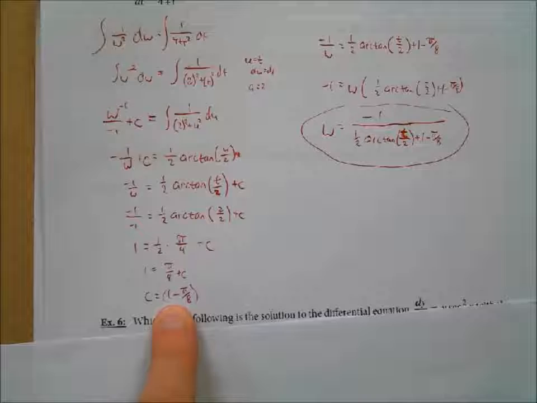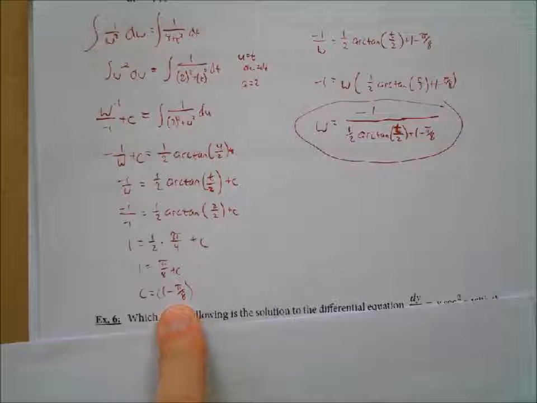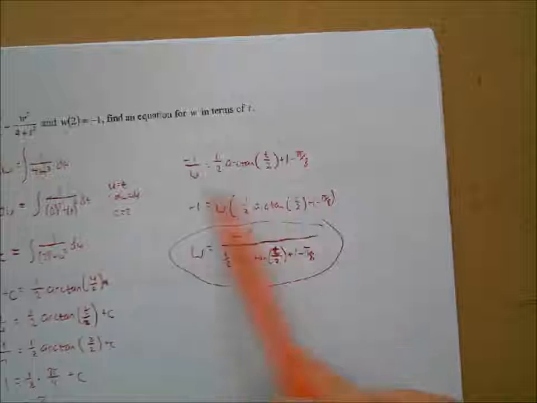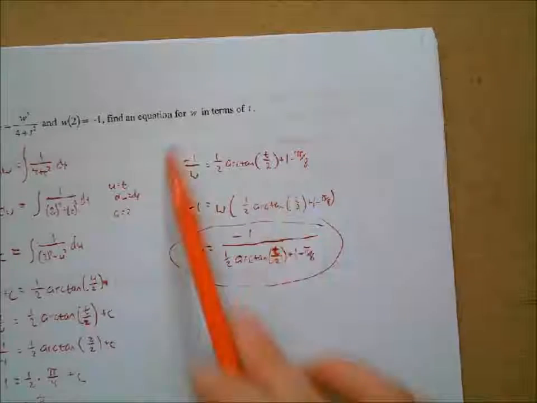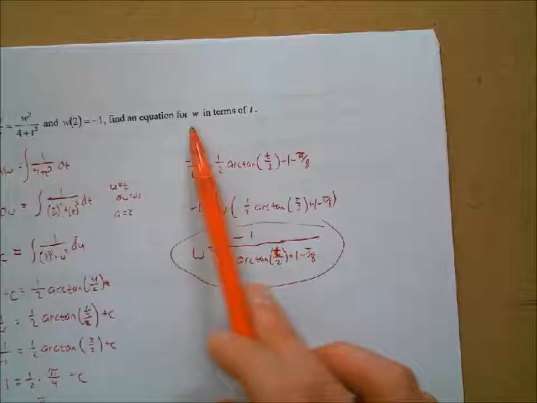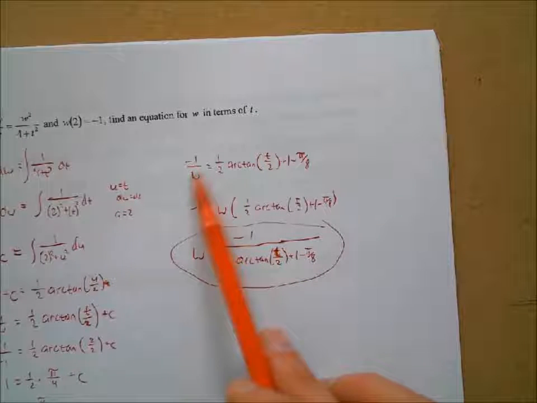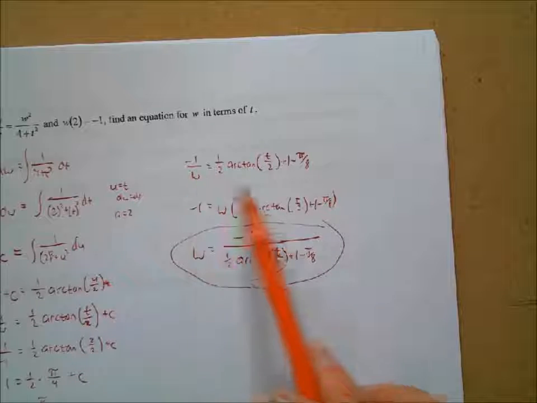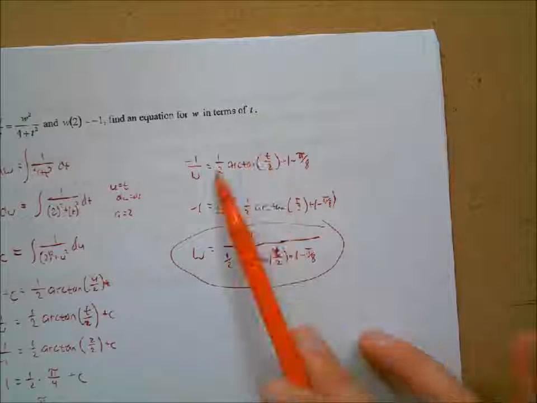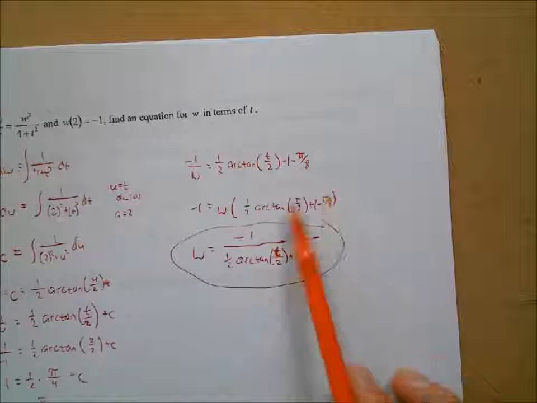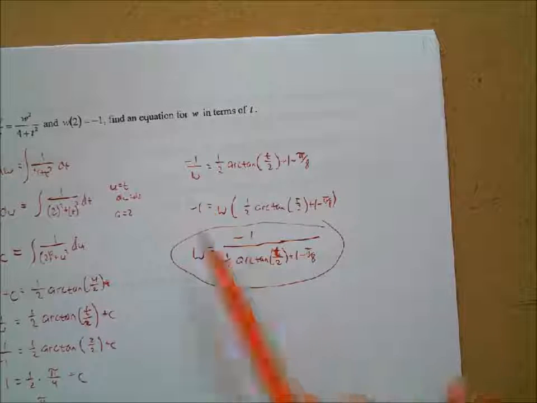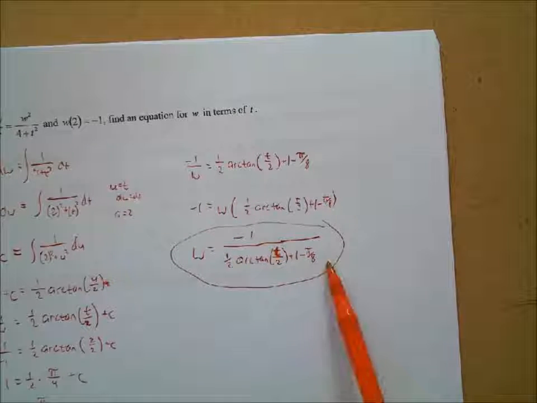Again, it's your choice whether you solve for W first and then find C, or solve for C first and then find W. It's up to you how you want to do it. But there's the C value that I got. So substitute that back into our general solution. So now we have this particular solution. We want to get W in terms of T, so get the W by itself. The W's in the denominator here, so multiply that W over, so it's W times this quantity, and then divide that whole quantity back over here, so it's -1 over this quantity right there.